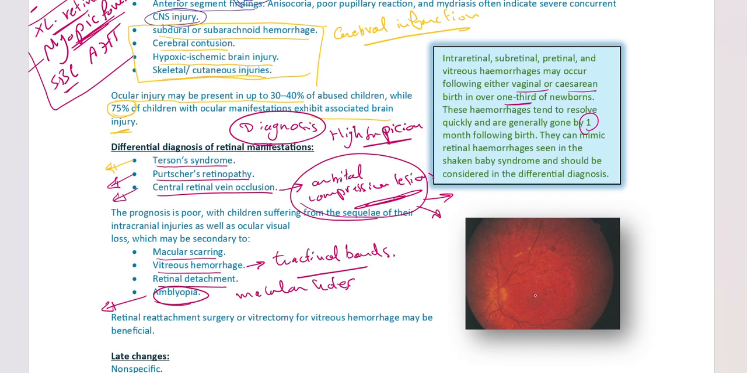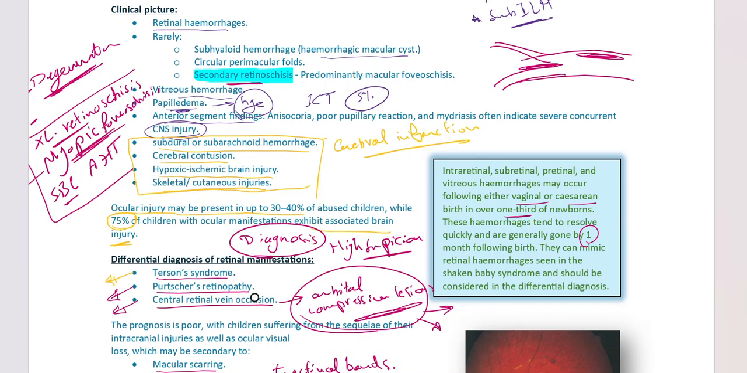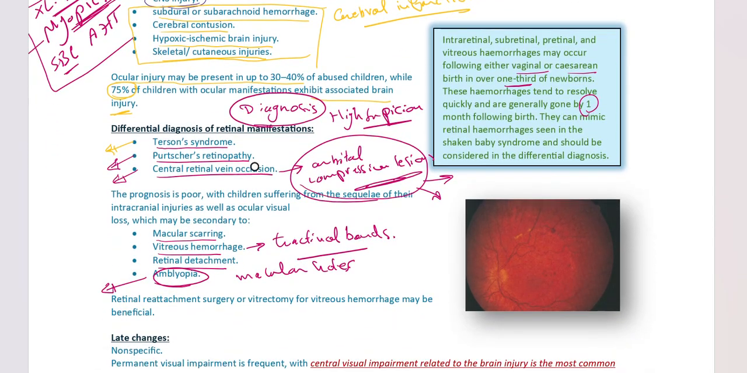This photo is not of abusive head trauma retinopathy. Subhyaloid hemorrhage causes hemorrhagic macular cyst, and here is something that I didn't mention, the circular perimacular folds. You might see a patient with chorioretinal folds. Usually, they're just concentric to the fovea. This might indicate an old abusive head trauma.